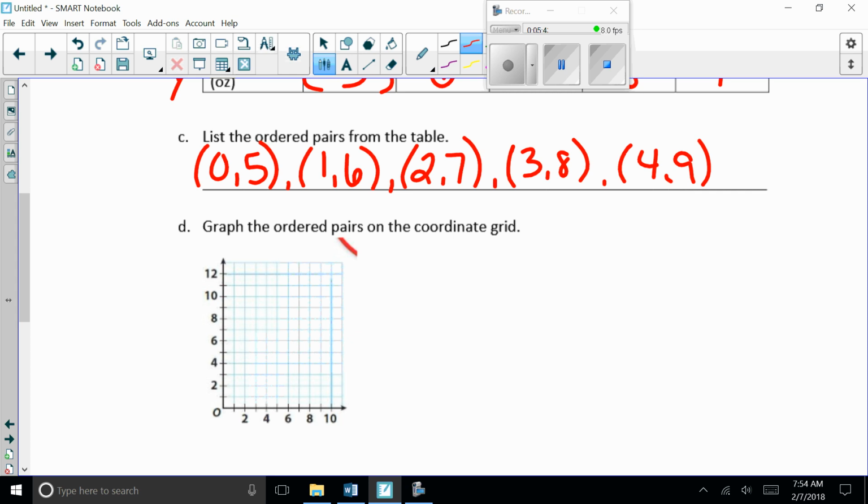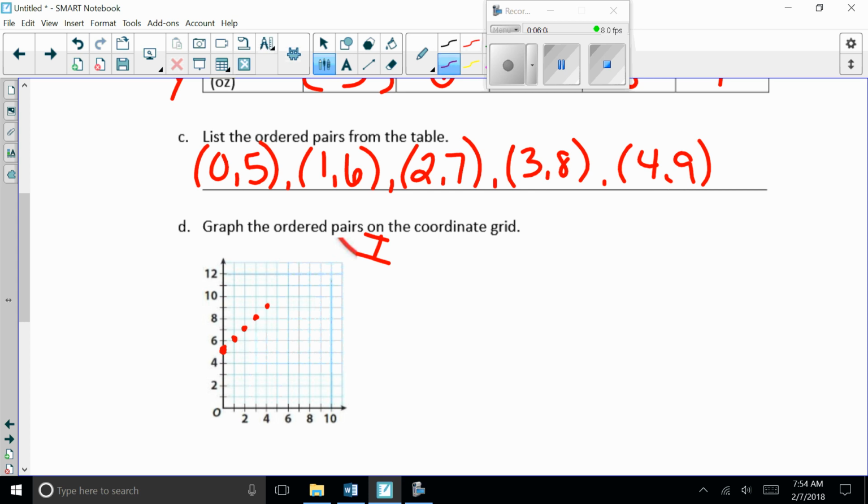What you should remember is you always go left or right and then up or down. This is a blown up image of quadrant 1, so we're positive, positive. From 0, I start here at the origin and I go up 5 and I put a point. I have (1, 6), (2, 7), (3, 8), and (4, 9).